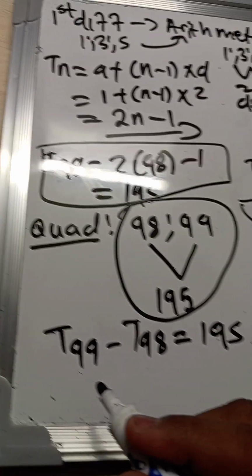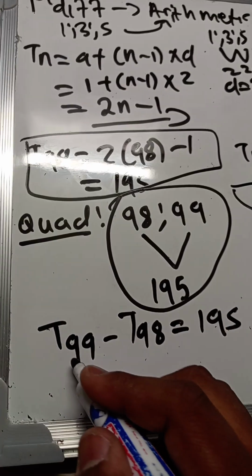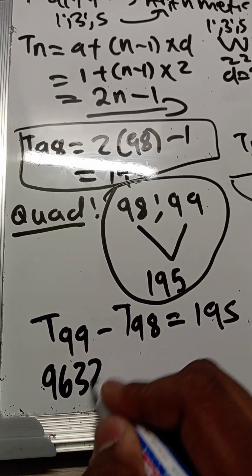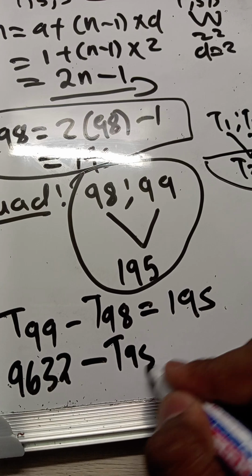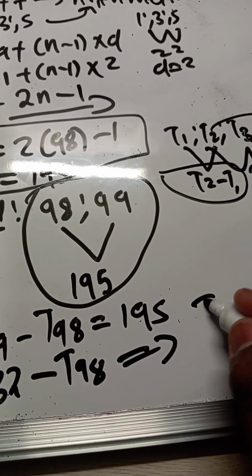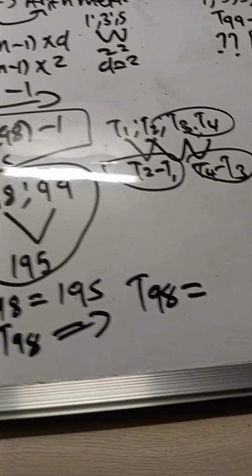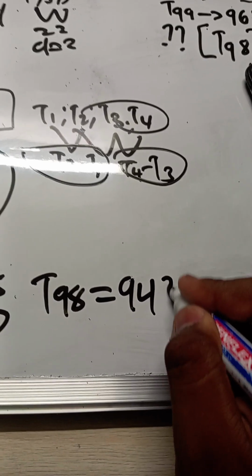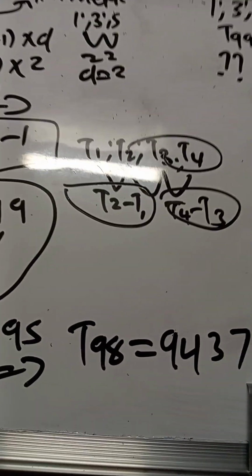Then now, T99 is what I'm looking for, right? What is it? T98. But my T99 is what? 9,632 minus T98. It is the one I'm looking for. This basically means that now T98 is equal to 9632 minus 195, which will give me 9437. Okay? I hope you got the answer there.